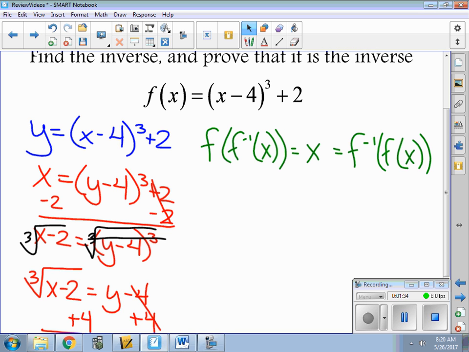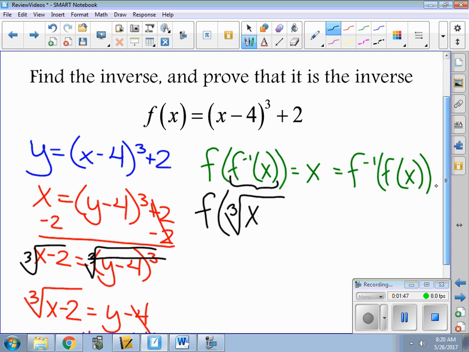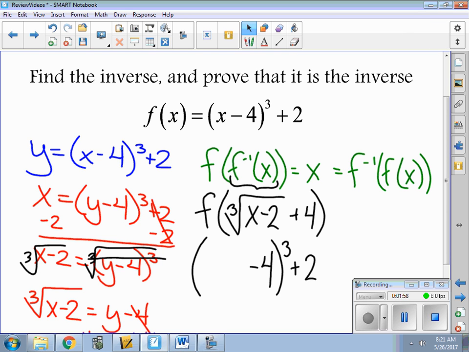Okay, so essentially what this first one means is I'm taking the inverse and I'm plugging it into the original function in place of x. So the inverse, which is the cube root of (x minus 2) plus 4, is getting substituted in place of x in the original function. So instead of (x minus 4) cubed plus 2, I'm taking out the x and I'm putting in the cube root of (x minus 2) plus 4. And I'm going to simplify that expression.